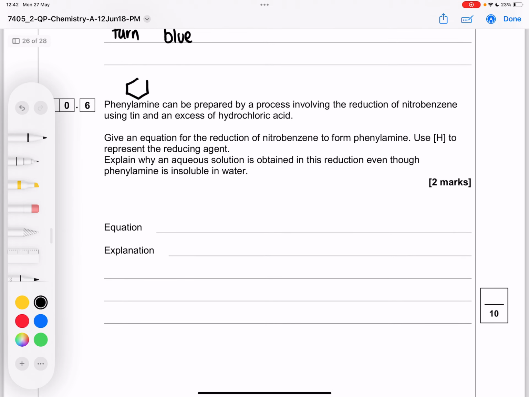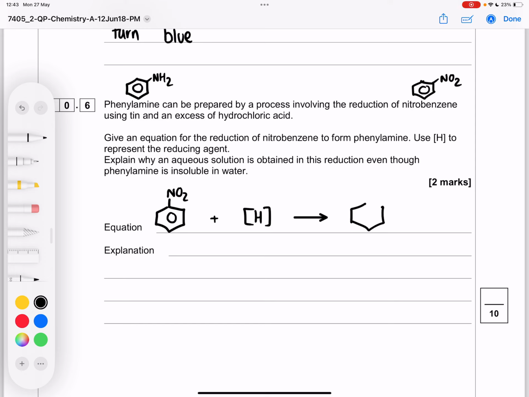Phenylamine, which is a benzene ring with an NH2, can be prepared by reduction of nitrobenzene using tin and an excess of hydrochloric acid. So we're allowed to use H in square brackets as our reducing agent. Now if you count up, you've taken off 2 oxygens, so you'd have to make 2 waters. If you count up the H's, you actually have used 6.